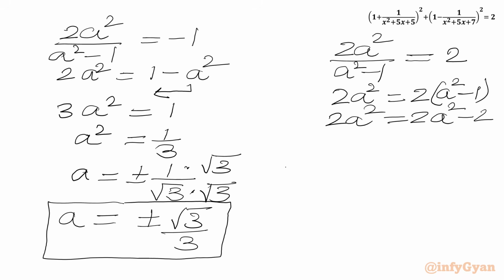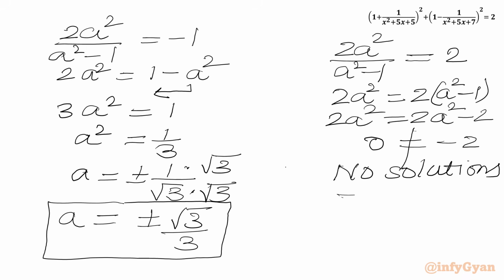Now we will subtract 2a square from both the sides. We will get 0 equal to minus 2, which is not true. So from this equation, we won't get any solution. No solutions. So this equation will be rejected. So accepted a will be plus minus square root 3 over 3.